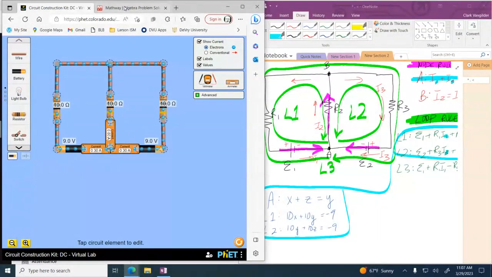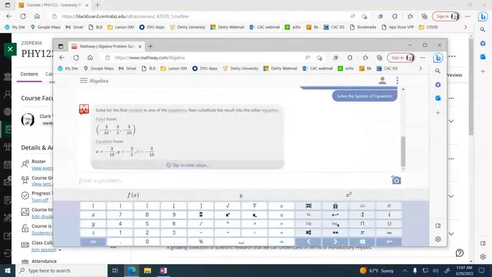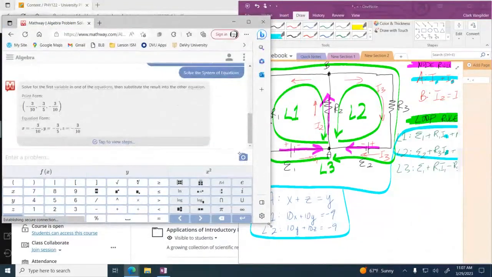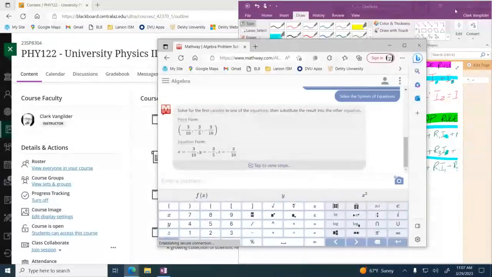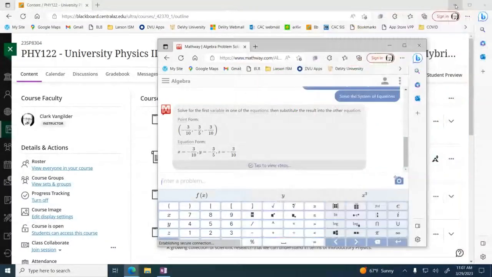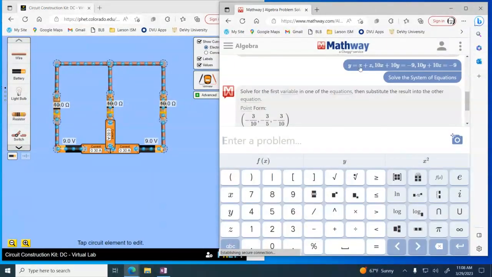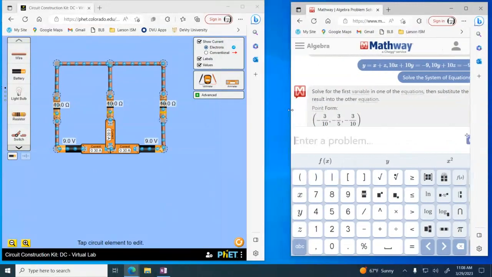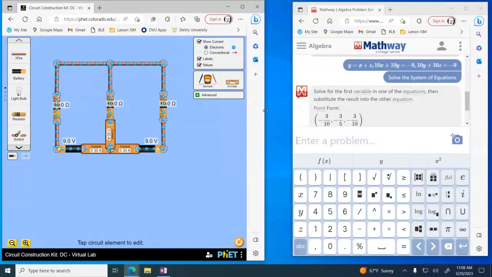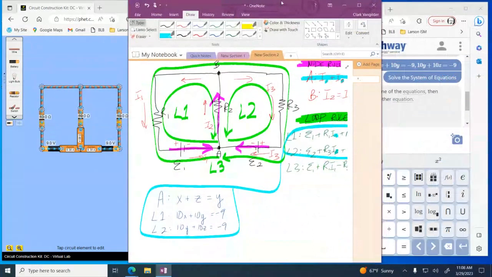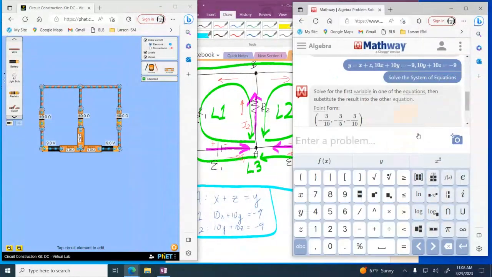So you can see that we get that set of equations matches that circuit and this analysis here. So you can sort of see it all at once here.